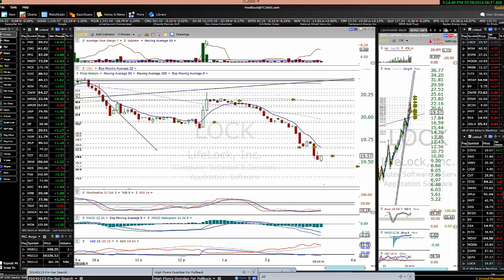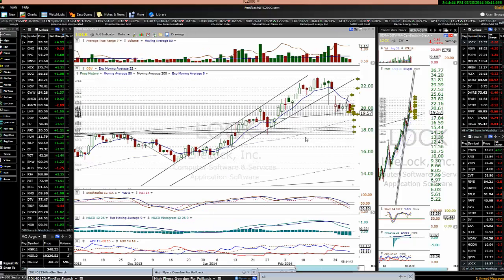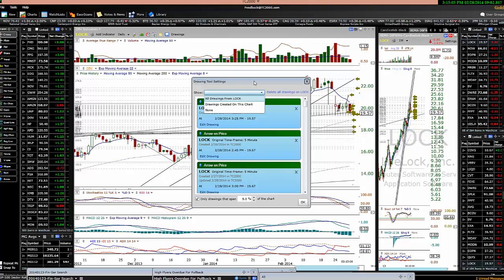Let's actually bring this up to a different time frame. Let's look at the daily chart, and you can see all of these lines that I've been drawing, and we just have this trend channel that's being reversed. What I want to do momentarily is I want to go ahead and hide these drawings temporarily.